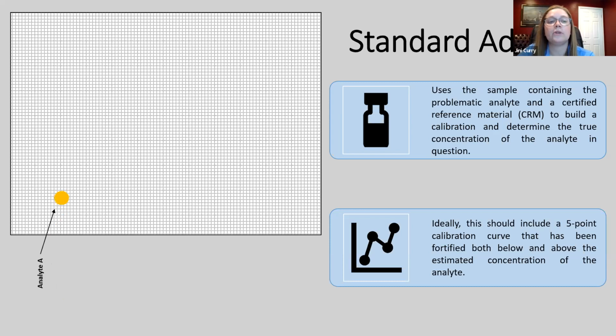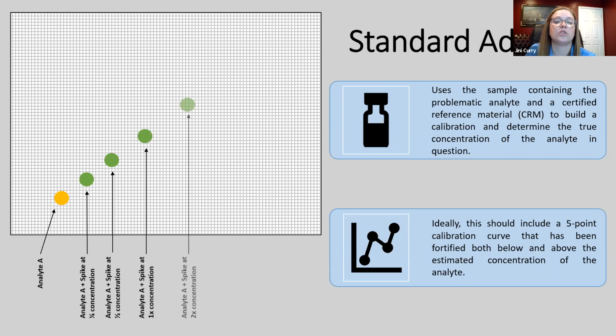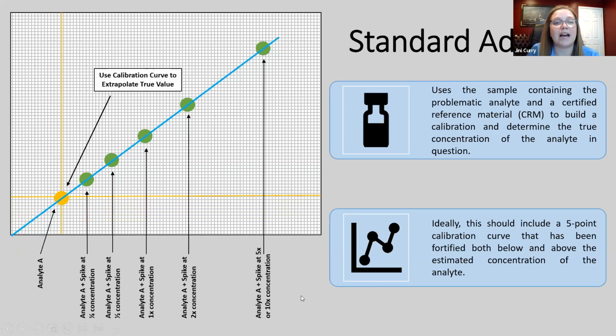And so to see what we do here, for example, we have this sample, we have analyte A, and we can see that something's not right with analyte A. And so we want to do standard addition on it. So we take that sample containing analyte A and we spike it with analyte A at 1/4 the concentration, and then at half the expected concentration, at the same estimated concentration, at 2 times that concentration, and then either at 5 or 10 times that concentration, depending on what that actual compound is and how it responds. What that allows you to do is then do an extrapolation of that calibration curve, and you can find the true concentration of that analyte.